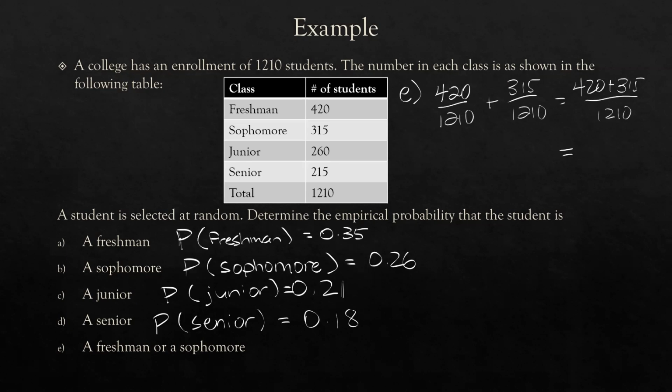It is the same operation, but since we already calculated these two as decimals, I know that 420 out of 1,210 is 0.35. And 315 out of 1,210 is 0.26. So I can add those together and I'm going to get 0.61. That is the probability that we get a freshman or a sophomore.